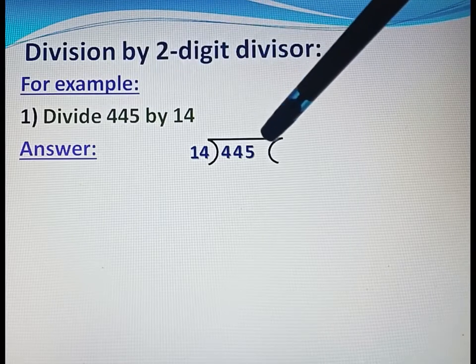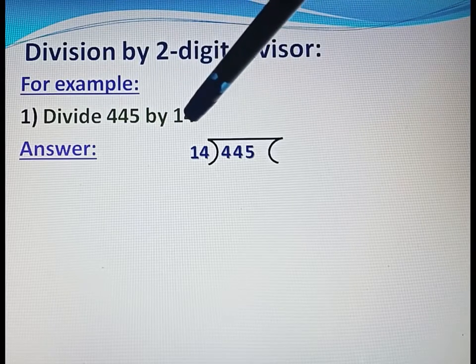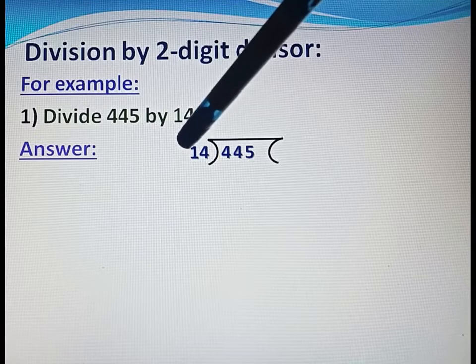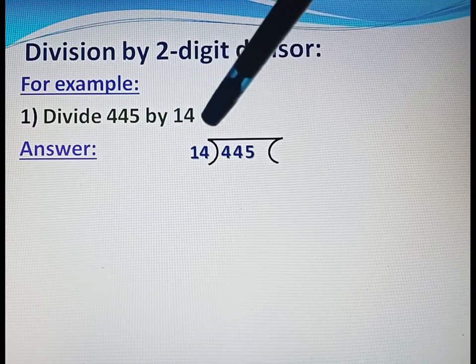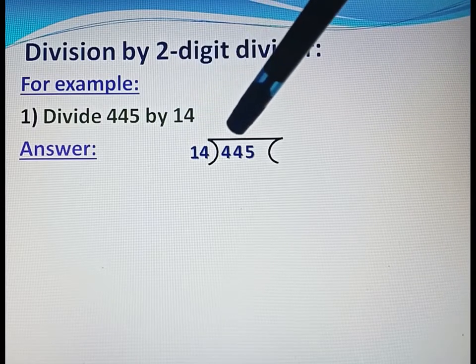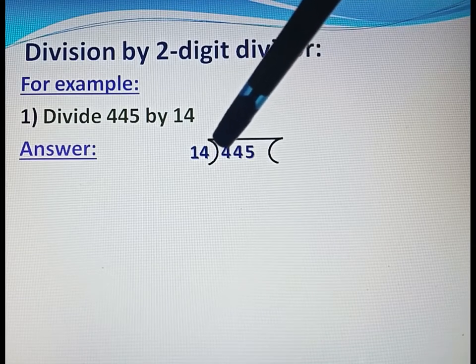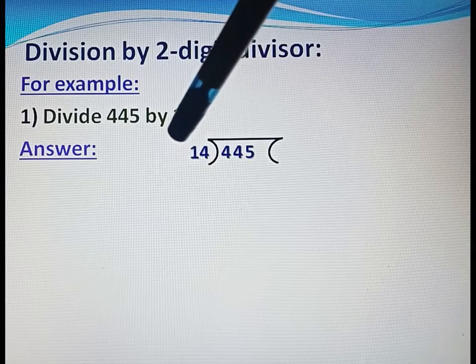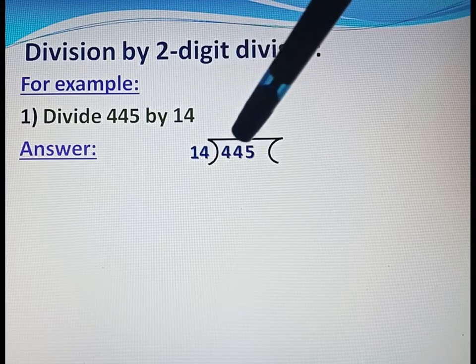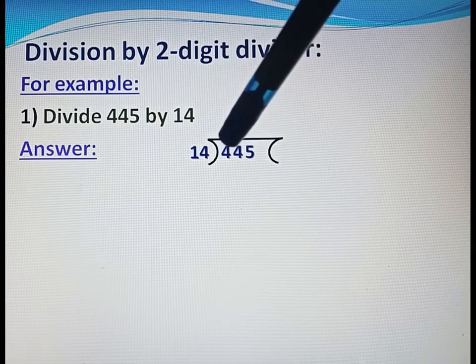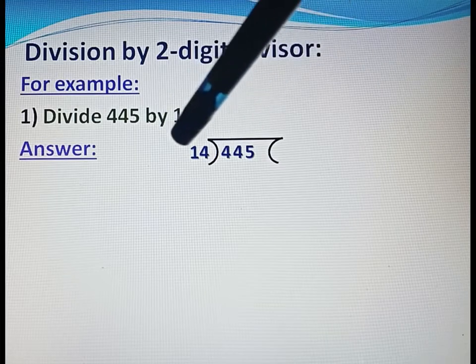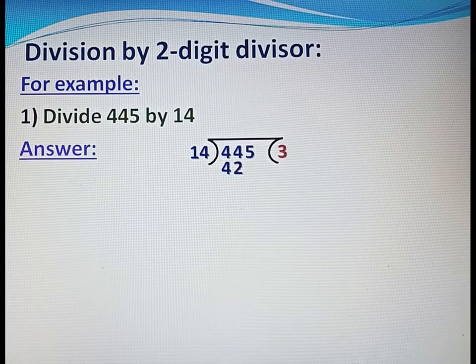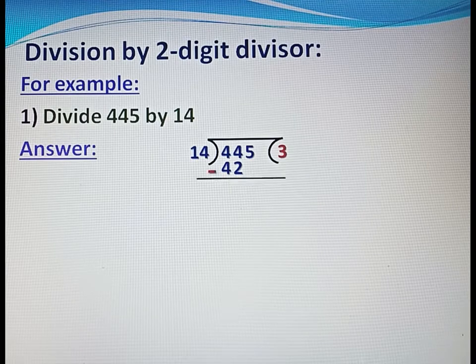445 is dividend, so we have written here, and 14 is divisor, so we have written on left side. Now see, 14 is 2-digit divisor, so in dividend we will take first 2 digits, that is 4 4, 44. We will multiply this 14 so that it is equal to 44 or less than 44. It should not be greater than 44. Multiply 14 by 3. 14 3s are 42, and then we will do subtraction.